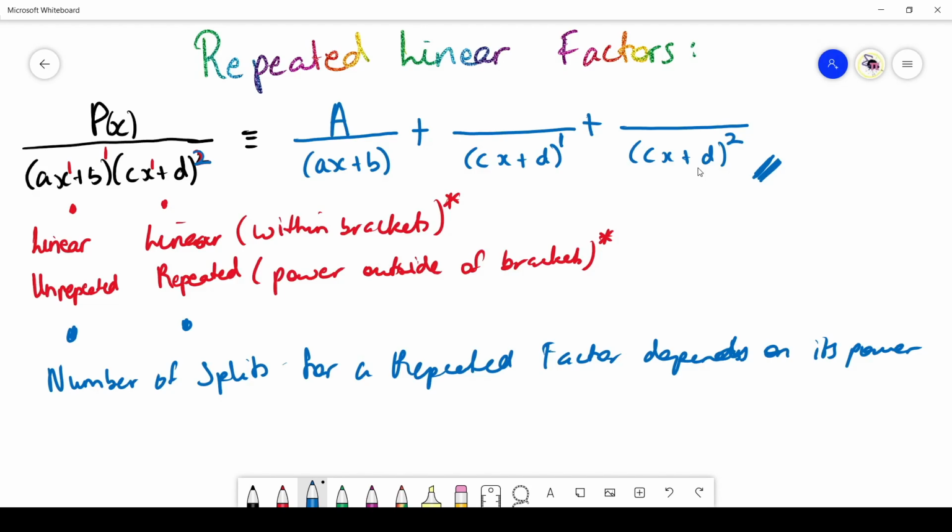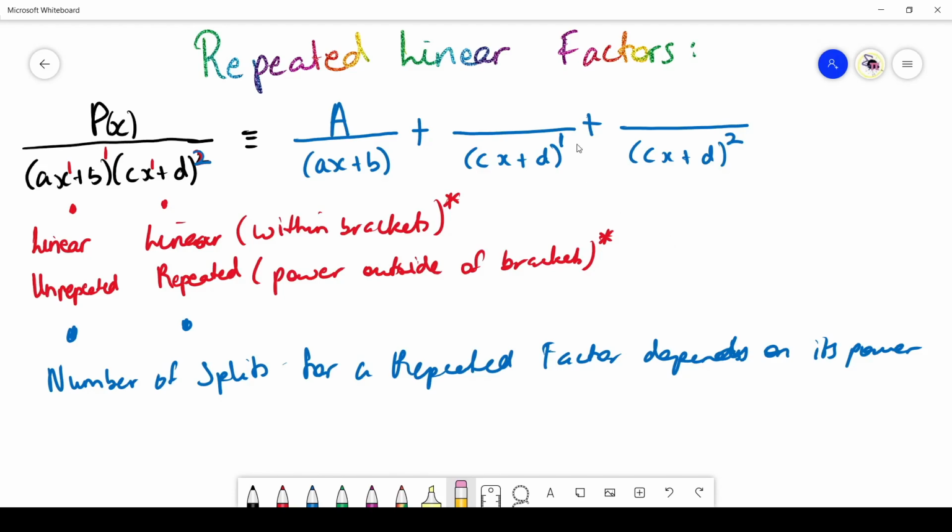Okay, so let me repeat that. The number of splits for a repeated factor depends on its power. So in this case, our power is 2, so we will have 2 splits. You always begin with your first split in your denominator, starting from a power of 1. And then you keep increasing that 1, 2, 3 until you reach the designated power that is present in your question. In our case, because the power is 2, we will have our first split having that power of 1 and our second having 2. As we do more and more examples, you'll get the hang of it. Okay, it gets better, and it's actually a really nice topic.